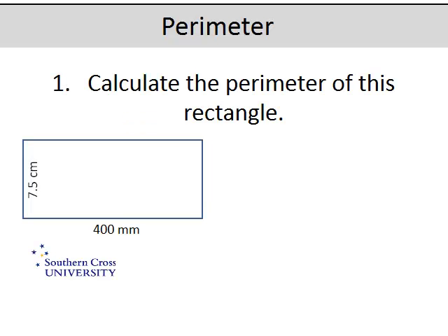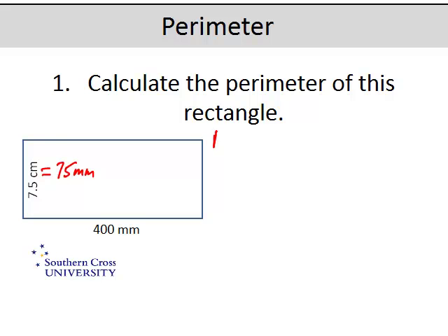Welcome to the measurement module. Our first topic is perimeter, and our first question is working out the perimeter of this rectangle. The first thing that you notice is that the sides are unequal units. We've got millimetres on one side and centimetres on the other. So I'm going to change the 7.5 centimetres to 75 millimetres.